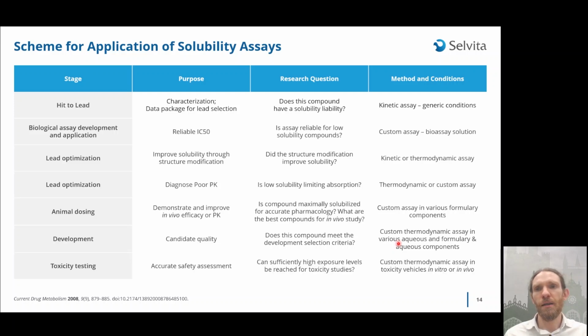And finally, in toxicity testing, we usually want to check what is the highest acceptable dose and what is the dose that causes toxic effects. So we would like to know whether we can obtain sufficiently high exposure levels for toxicity studies. And a good selection in this case is a thermodynamic assay in these toxicity vehicles in vitro or in vivo.